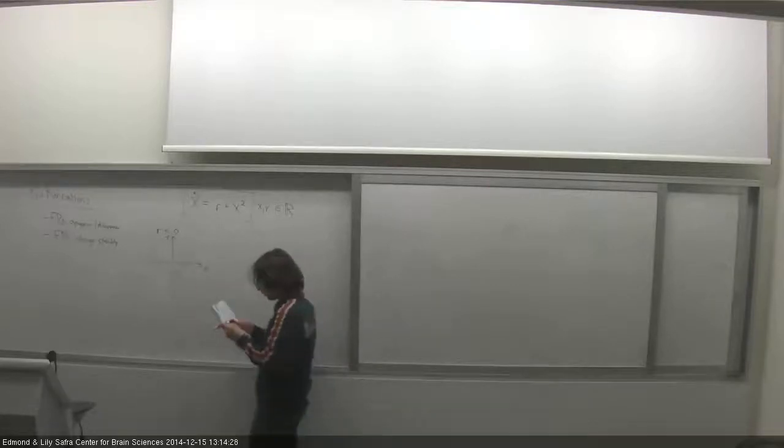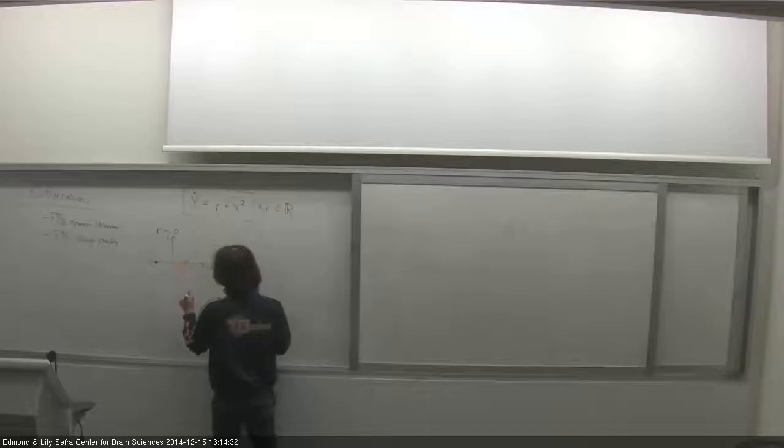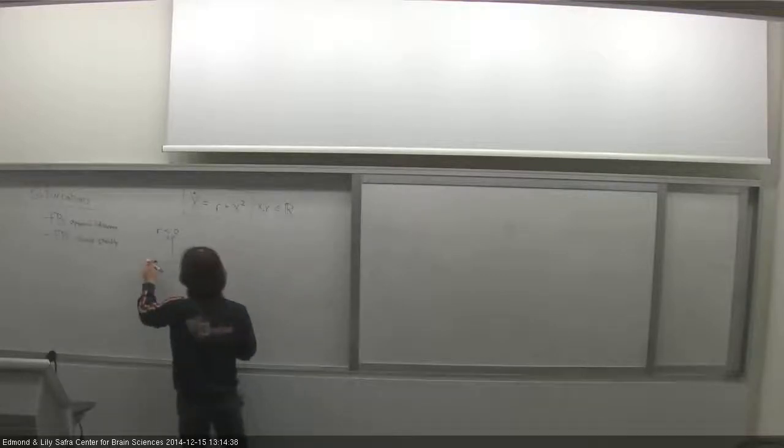Right? It has two fixed points, and by our geometric methods, we already know how to categorize them. One stable, one unstable. And we have the flow in the system.